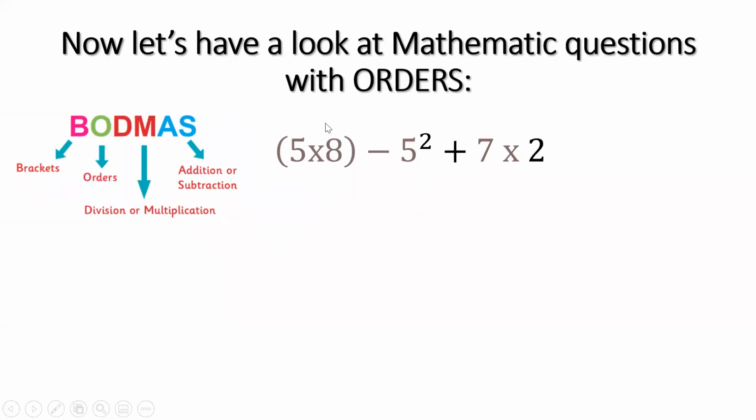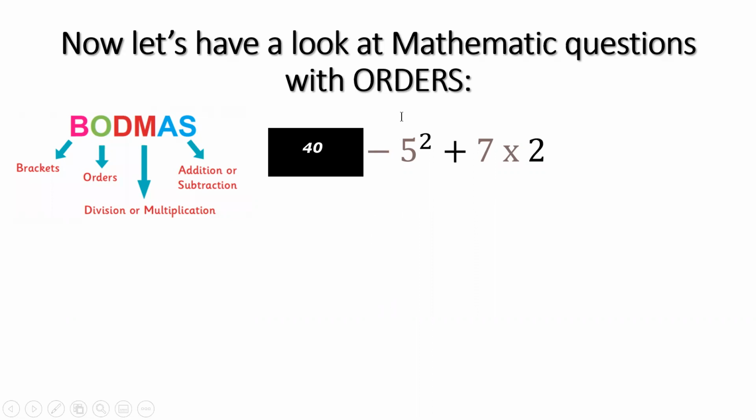So I will do one more because I'm eager to show you questions that have multiple operations in. So let's look at this question. It's the last one I'm going to do. So really try your best to focus and understand if you're still struggling. I've got 5 multiplied by 8 in brackets, subtract 5 squared plus 7 multiplied by 2. So what comes first? If you look at BODMAS, brackets always comes first. So I've got to sort the brackets out first. In the brackets, I've got 5 multiplied by 8, which is 40. So now my question becomes 40 subtract 5 squared plus 7 multiplied by 2.